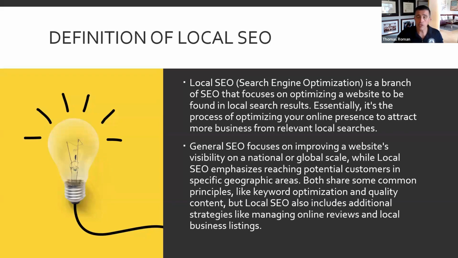General SEO, which is what we call global SEO, focuses on improving a website's visibility on a national or global scale, while local SEO emphasizes reaching potential customers in specific geographic areas. So both share common principles like keyword optimization and quality content, but local SEO also includes additional strategies like managing online reviews and local business listings. So there are what are called national business listings, which we do a lot of.